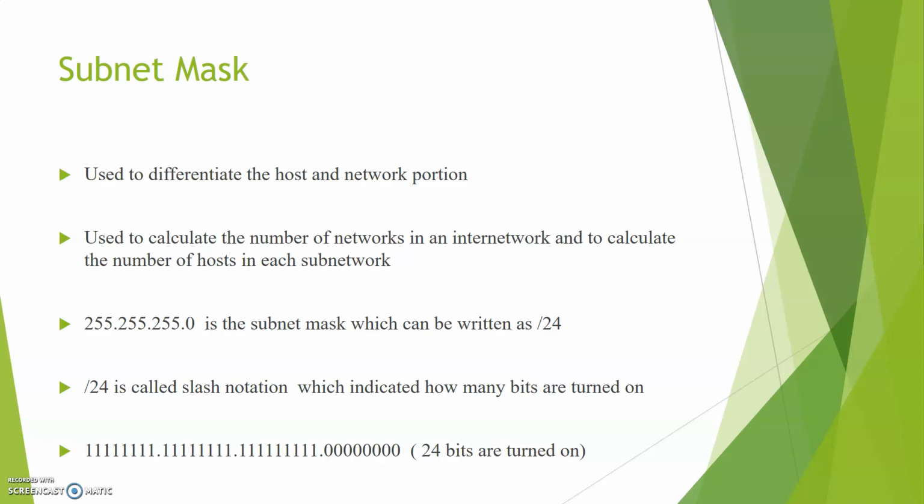Subnet mask is used to differentiate the host and the network portion of the IP address, or it is used to calculate the number of networks in an internetwork and to calculate the number of hosts under each subnetwork. 255.255.255.0 is a subnet mask which can be written as /24. /24 we call a slash notation, which indicates how many bits are turned on.